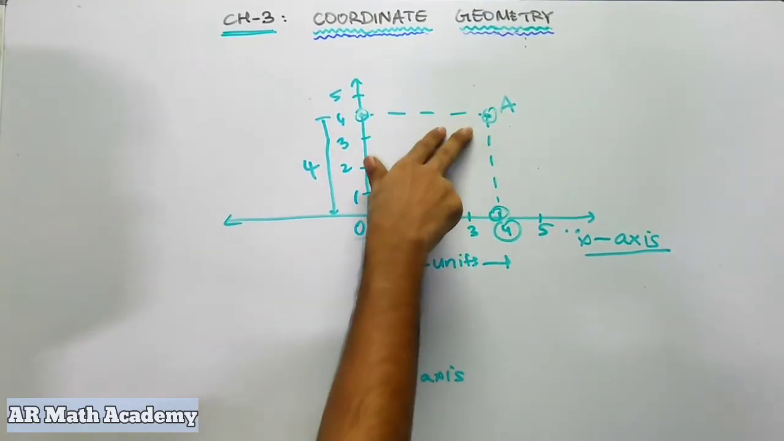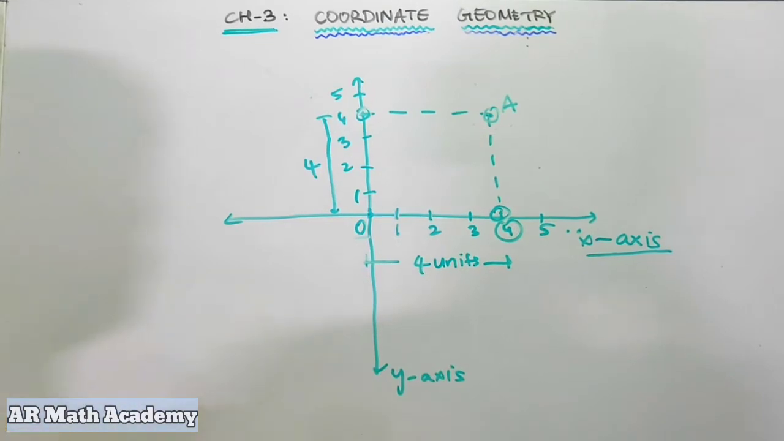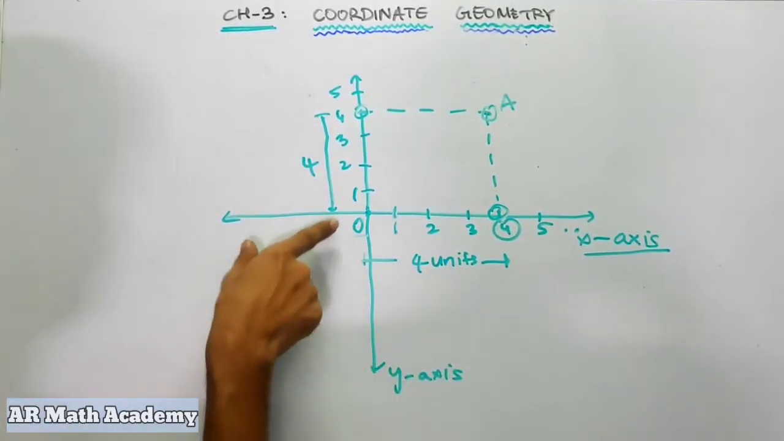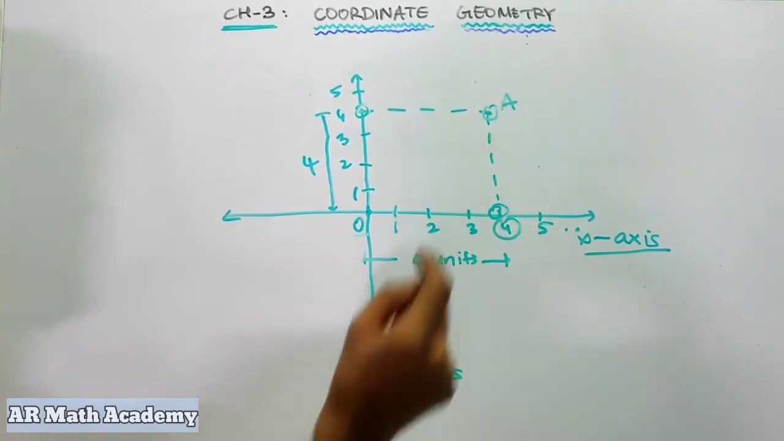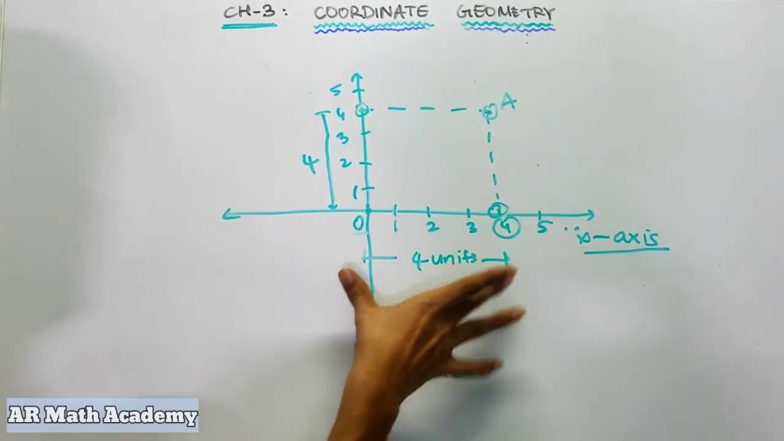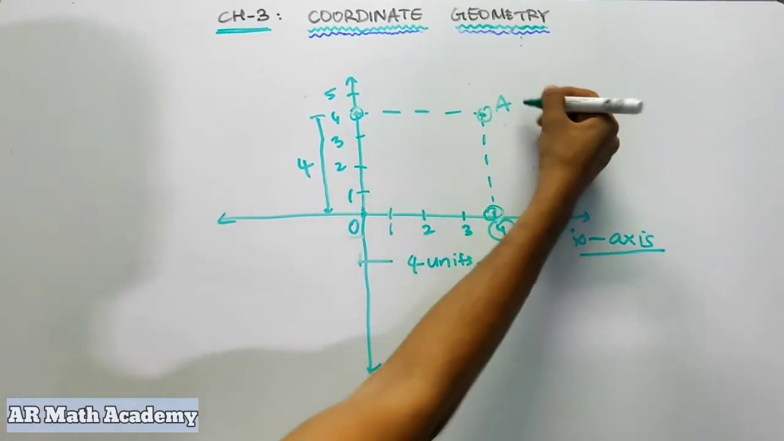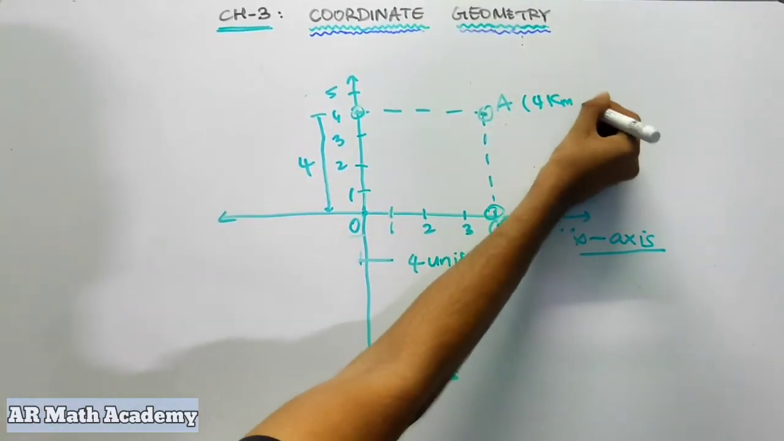So in a clearer manner, if this is a store and I want to locate this store and tell the information to my friend, then I will say that let me take these units in kilometers. So if the origin is my house, then the store is located at 4 kilometers to the right and 4 kilometers above. So 4, 4, or 4 kilometers, 4 kilometers from my house.